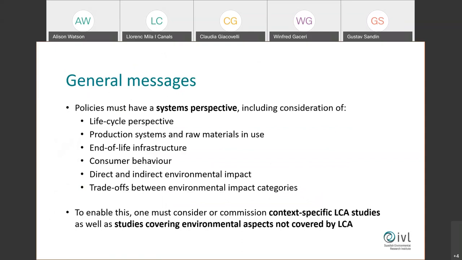So let's summarize the general message for all these three studies. Policies designed to reduce the environmental impact of single-use plastic products must have a systems perspective, including consideration of the life cycle perspective, from cradle to grave, the production systems and raw materials in use, the end-of-life infrastructure, the consumer behavior, direct and indirect environmental impact. And with indirect impact, we mean the influence on, for example, how much food waste is created. And finally, trade-offs between environmental impact categories must be recognized and managed.